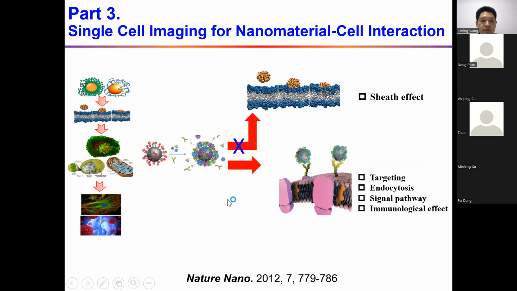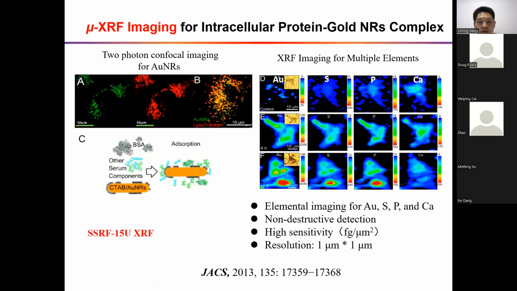Next, I will introduce the application of single-cell imaging for nanomaterial and cell interactions. As we know, nanomaterials are coated by proteins before they enter the cells. So we have a question: can we detect the adsorbed protein when they go into cells? When the protein contains some sulfur, we use this system as an example. We use protein-coated gold nanorods to study the interaction with the cells.